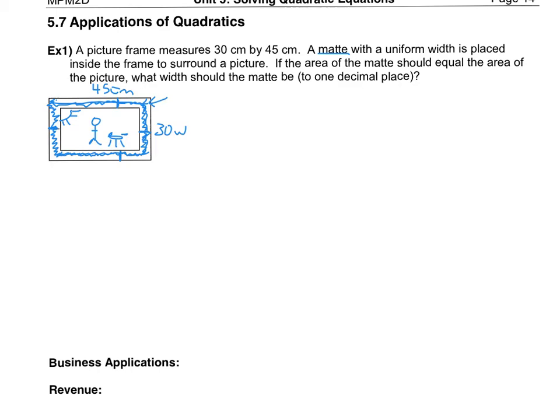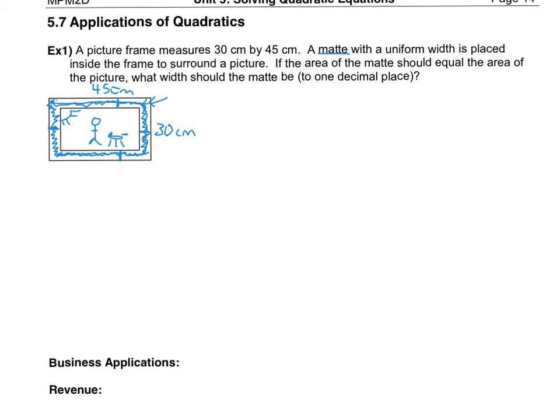And I could let X be the width of that mat. So the mat with a uniform width is placed inside the frame to surround the picture. If the area of the mat should equal the area of the picture, what width should the mat be to 1 decimal place? I don't know why I put 30W. I think I was talking about width. I just noticed something here. I'm going to put 30 centimeters there, not 30W.